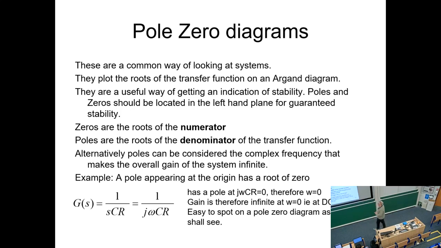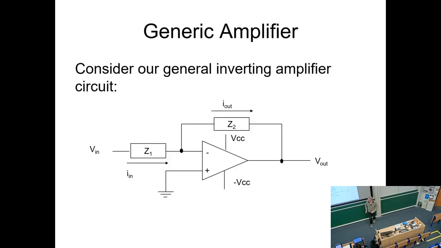The gain is therefore infinite at omega equals 0. And omega equals 0 is DC. Okay? And this is very easy to spot from a pole-zero diagram. And a gain of infinity at a 0 response is an interesting case that does happen, or tries to happen, in a lot of cases. And it's not normally a good thing. Right. So let's just bear that in mind.